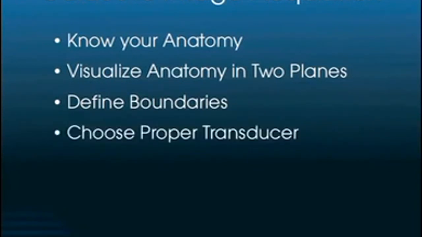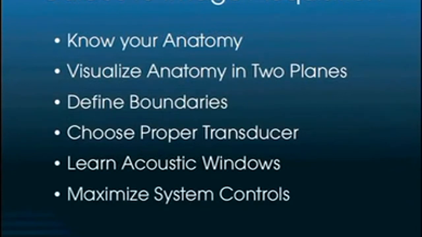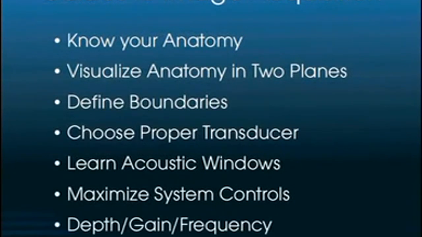You need to choose the proper transducer, and that's based on both the transducer shape or its footprint as well as its frequency bandwidth, knowing that higher frequencies are good for more superficial structures because we could take advantage of that high frequency resolution principle. And learning where to put the transducer on the body surface, the acoustic windows. That's something that you're going to perfect as you go through and learn each module of ultrasound. And don't forget to maximize your system controls. Those controls are the depth, the gain, and the frequency.